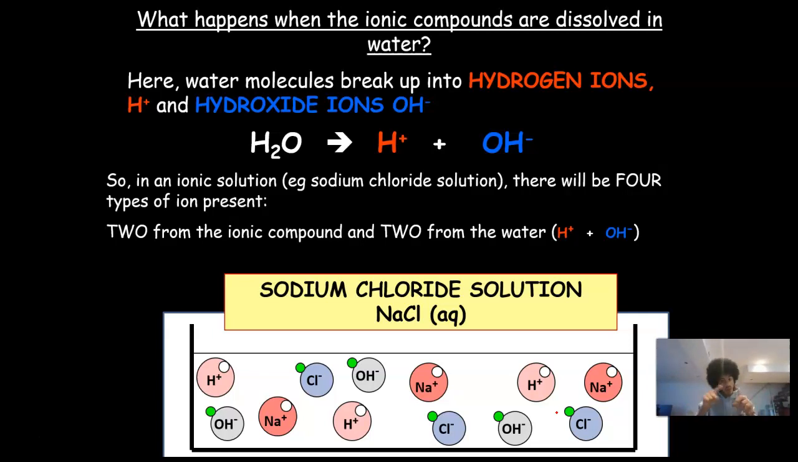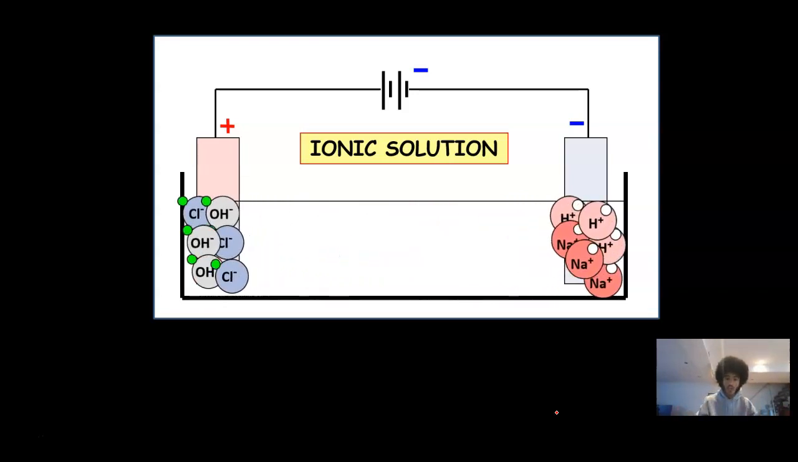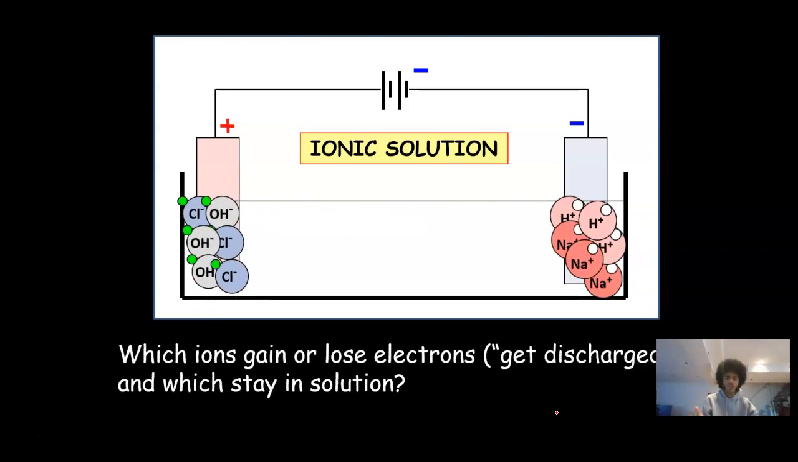Now, when I put that as part of an electrolytic cell, like connect it with a battery, it looks a little bit like this. And when I turn it on, the ions will go those particular directions. So now the question is, which ions will gain or lose electrons and get discharged, i.e. produced, and which of those ions will stay in solution? That's the question. And that's what we have to work out.